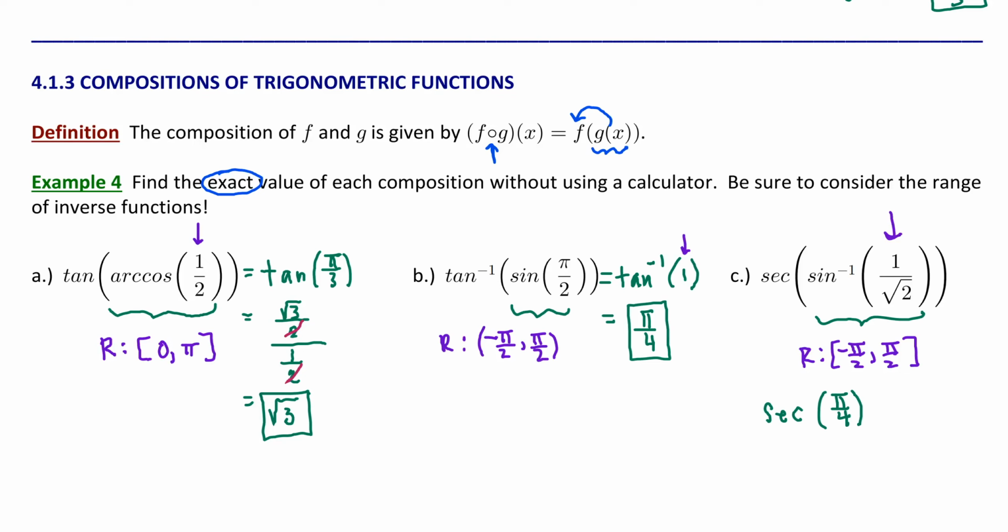To evaluate secant of pi over 4, of course, we're going to evaluate 1 over the x-coordinate. The x-coordinate is square root of 2 over 2. When we invert that, we're going to get 2 over the square root of 2. And you can either rationalize here or recognize that 2 divided by the square root of 2 is the square root of 2.